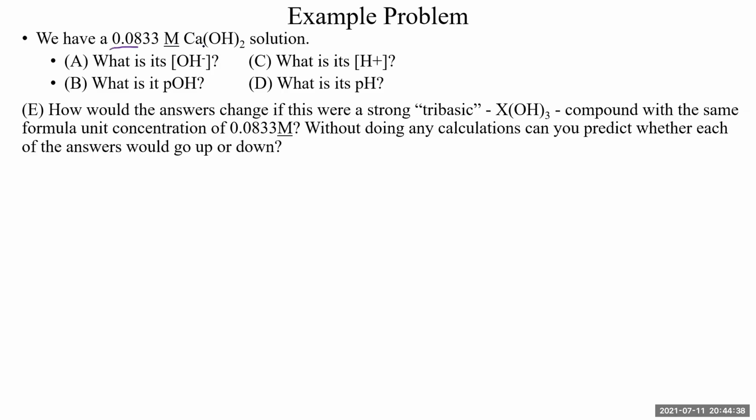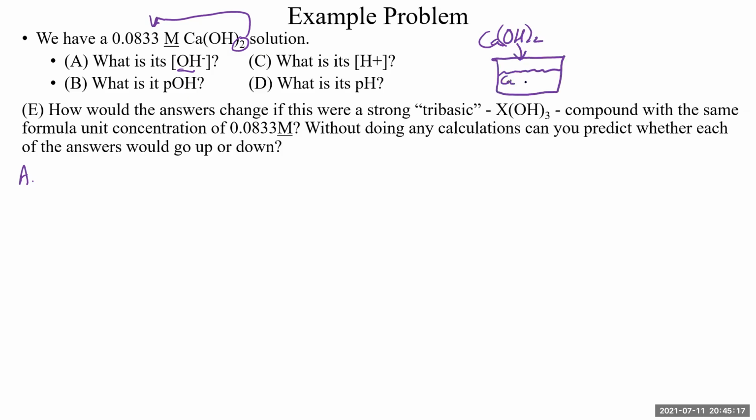So we have a 0.0833 molar dibasic calcium hydroxide solution. Dibasic, meaning we have 2 hydroxides per formula unit. So let's start with the easiest question. What is its hydroxide ion concentration? Not so fast. Don't put 0.0833. It is not, is it? The hydroxide ion concentration is going to be 2 times 0.0833. Every time one of these calcium hydroxide formula units goes into the water, what do you get?